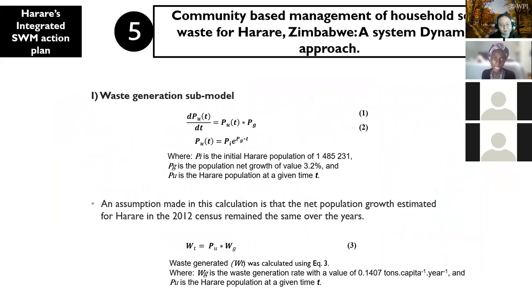So this is how we calculated the waste generation, and the population net growth, we got it from the last census. It was the last reliable value that we had, the last census that we had in 2012, if I'm not mistaken. So we basically assumed that this has remained constant over the years. We also assumed that the initial population was 1.4 million. And we assumed that the waste generation rate was 0.14 tons per capita. This is the average waste generation rate that we calculated from the data that were provided by the municipality.